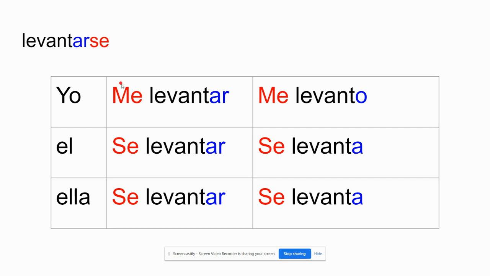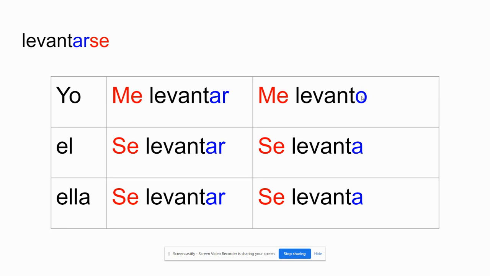So if we look at the steps, right now I've taken the se off, I've moved it to the front, I've made it agree with yo, which is going to be me. So I'm left with me levantar. Once we do this, we're back to an AR verb, just a basic AR verb that we've worked with in Spanish 1 and reviewed in Spanish 2. So now I should be pretty comfortable, right? I have an AR verb, I have yo as my subject. So now our next step is to get rid of the AR and put on the O, to make it me levanto.